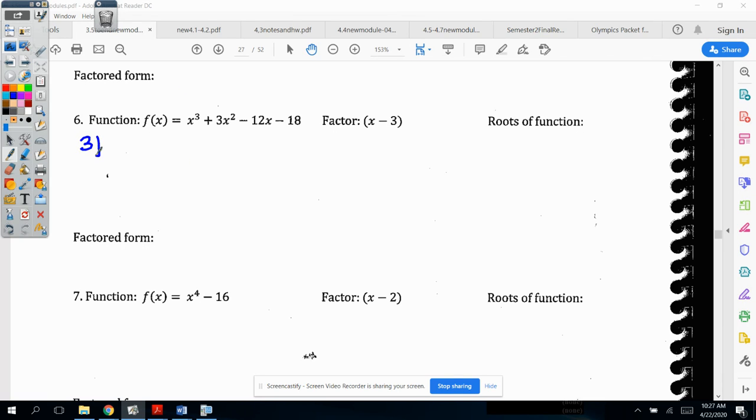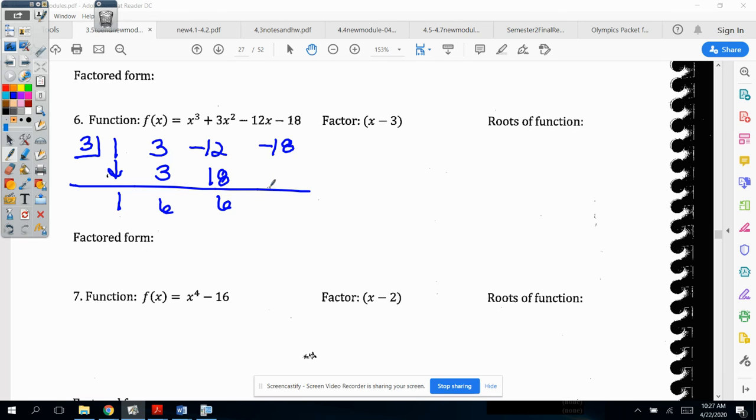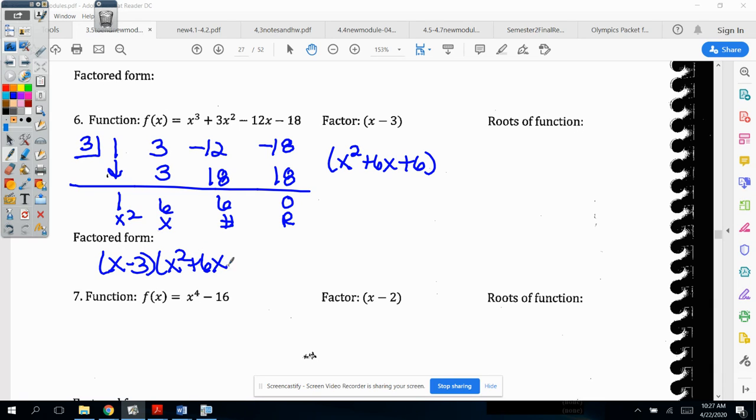So we're going to put 3 in the box, and then you get 1, 3, negative 12, and negative 18. You drop the 1 and you have your party. You multiply, you add, you multiply, you add, you multiply, and there's that remainder 0 that we needed. So this is the remainder, and we get x squared plus 6x plus 6 times x minus 3. This does not factor further. So our factored form over the integers is x minus 3 times x squared plus 6x plus 6.